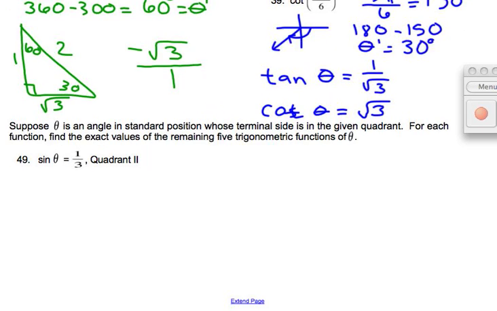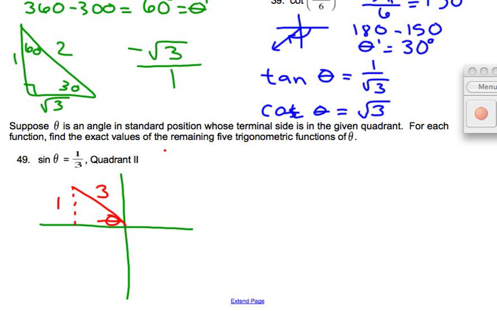And our last problem shows that we're going to look for the 6 trig functions. We're given one, we need to find the other 5. They're telling us we're in quadrant 2. They're telling us the sine. The sine is opposite over hypotenuse. So again, remember, the angle always goes with the x-axis. So here's my angle that I'm looking for. The side opposite it is the 1. The hypotenuse is the 3.